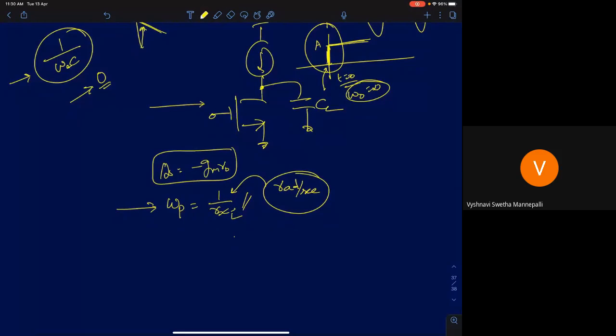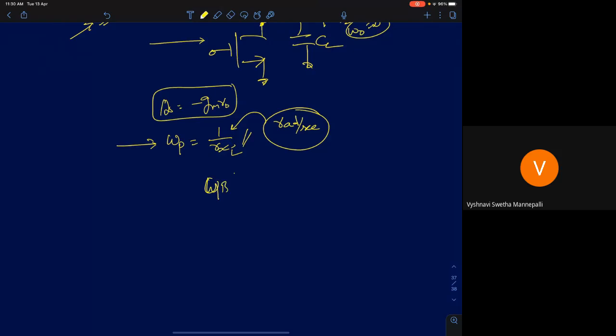Now what is your UGB here? I mean, what is your gain bandwidth product, GBW, for this? Even if you don't load it, it will still be the same, gm by CL. So it is independent of your resistive loading. Even if R0 is infinity, it will still be gm by CL.